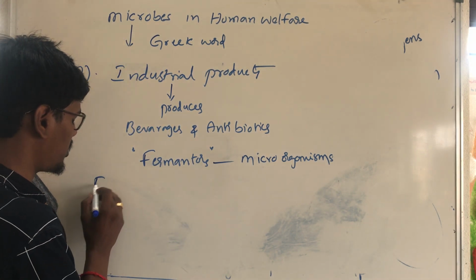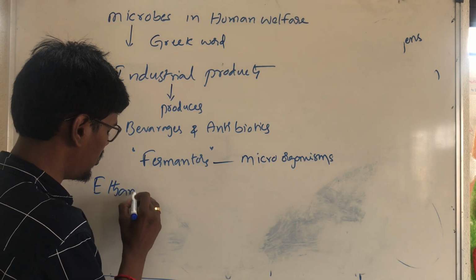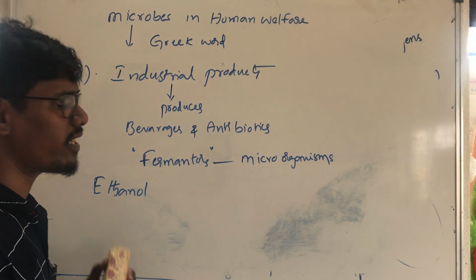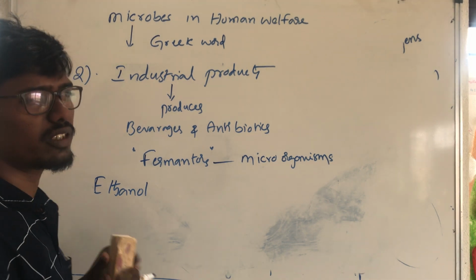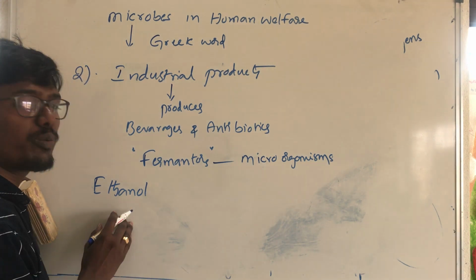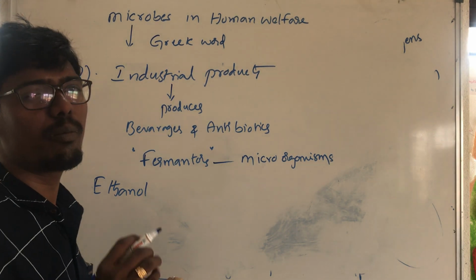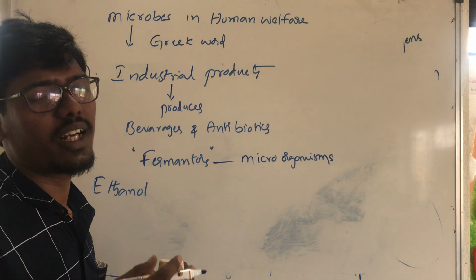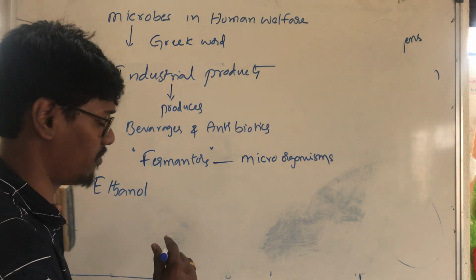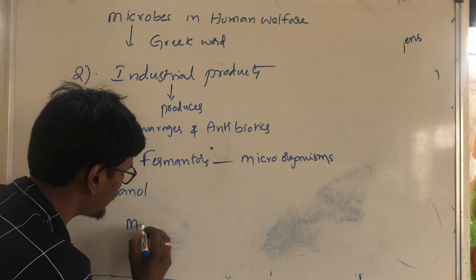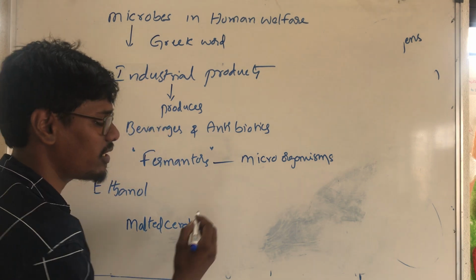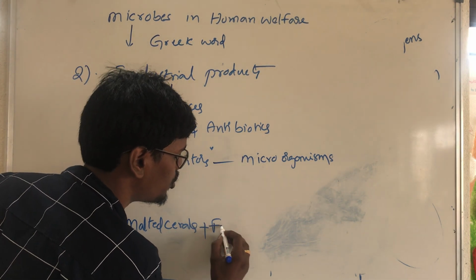Next, among these beverages and antibiotics, the first product is ethanol. Ethanol is also a type of alcohol. Which raw materials are used to prepare ethanol? We have to see here: malted cereals plus fruit juices.